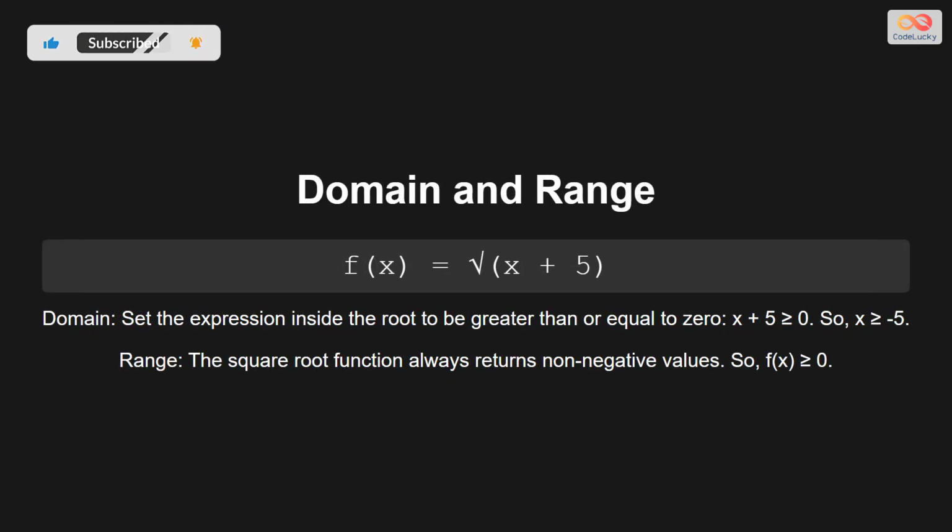Here is another example. f of x equals the square root of x plus 5. For the domain, we set the inside of the square root to be greater than or equal to 0. So, x plus 5 is greater than or equal to 0, which means x must be greater than or equal to negative 5. For the range, since the principal square root is always non-negative, the output, f of x, must be greater than or equal to 0.